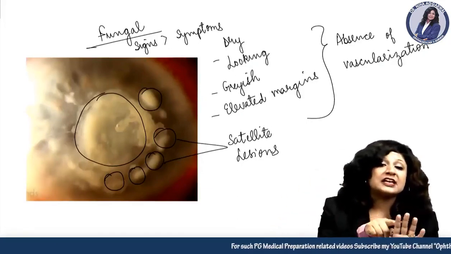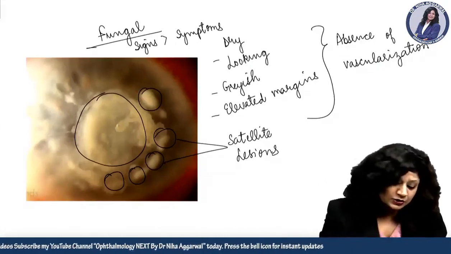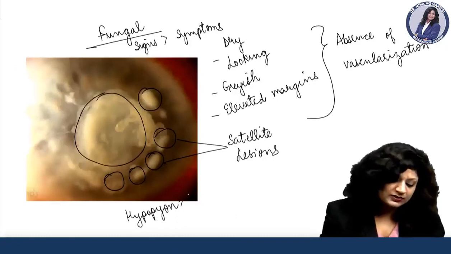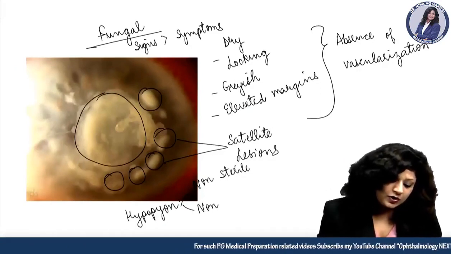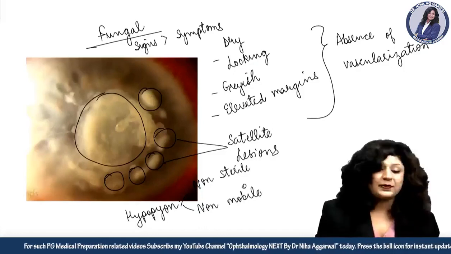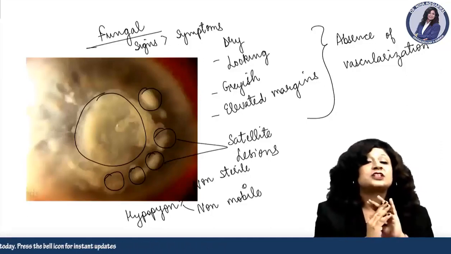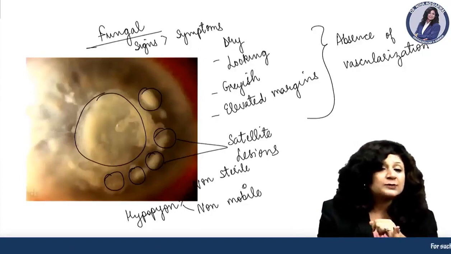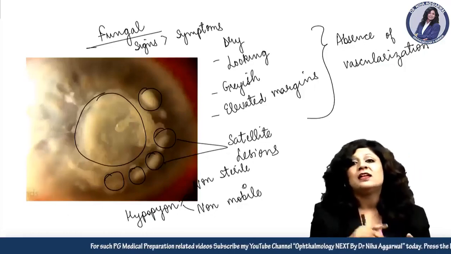Now, because these hyphae can penetrate the hypopyon, they can penetrate the exudates. So the hypopyon that you get in cases of fungal corneal ulcers is non-sterile, and also non-mobile. Non-sterile and non-mobile hypopyons are present in cases of fungal corneal ulcer, which is very different from the bacterial corneal ulcer. Bacterial corneal ulcer is always painful. You will get a large ulcer there, and a hypopyon which is always sterile and always mobile.